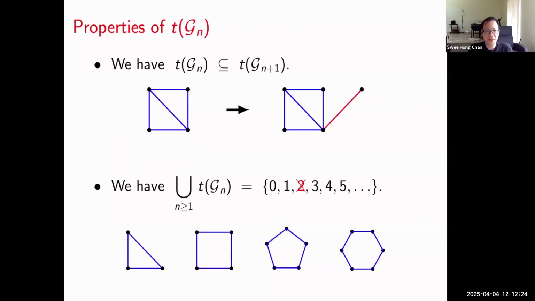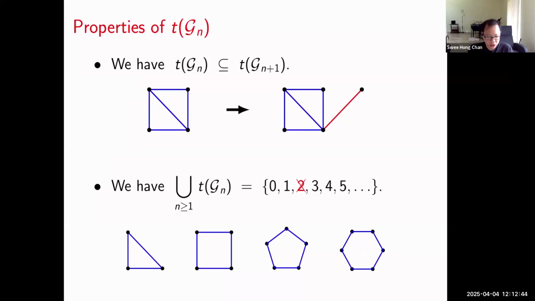Okay. Here are some basic properties of T(G_n) that we will need in this talk. The first one is that T(G_n) is always contained in T(G_{n+1}). This is because given any graph G, you can add a vertex as a leaf and then add an edge. This new graph will have the same number of spanning trees as the previous graph.